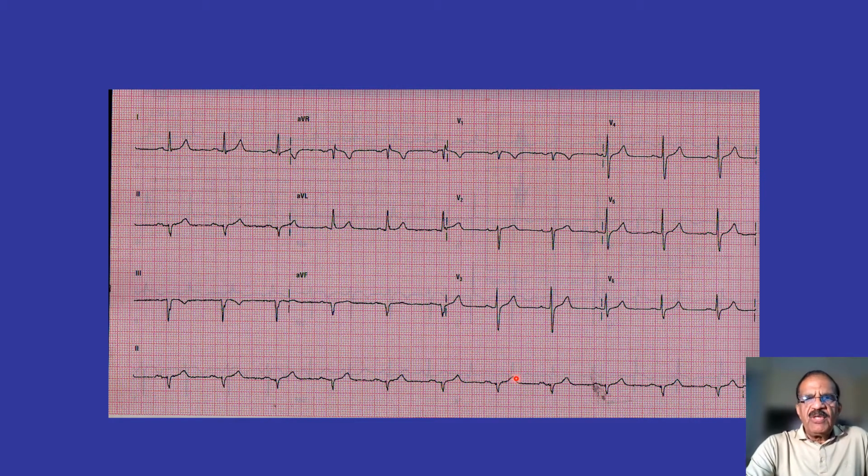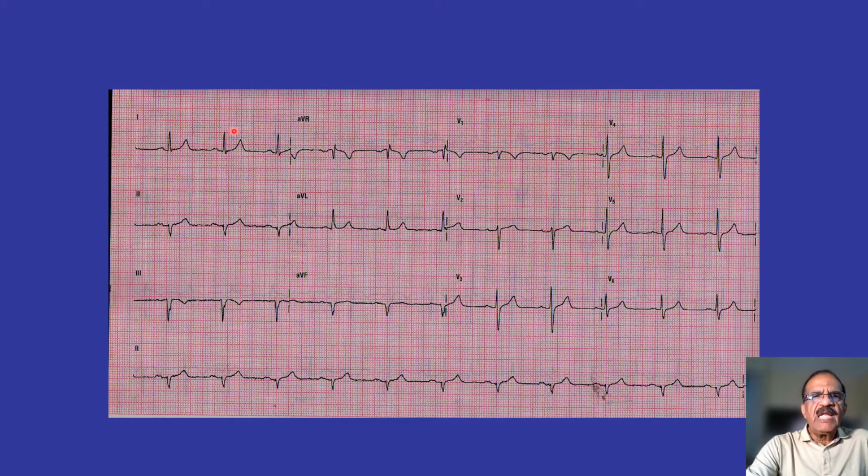Now let's examine this ECG, and as per rule, first examine the rhythm strip. Scan from the left side to the right, and every P wave is followed by a QRS complex. You have as many P waves as QRSs, and there is no irregularity. So most probably this is sinus rhythm.